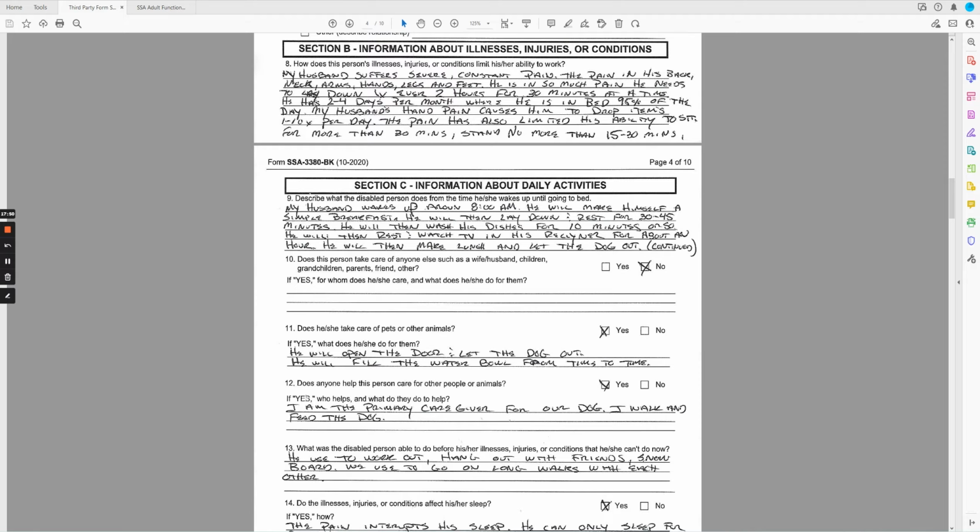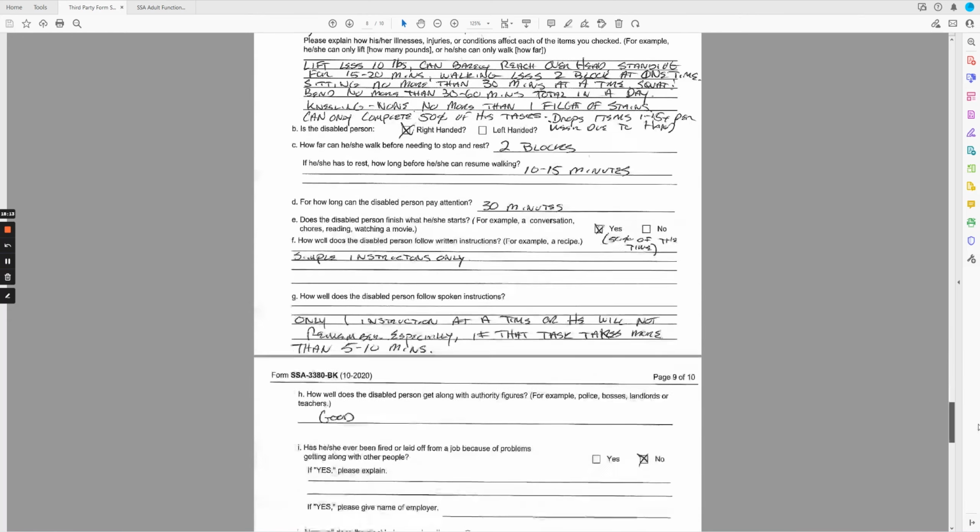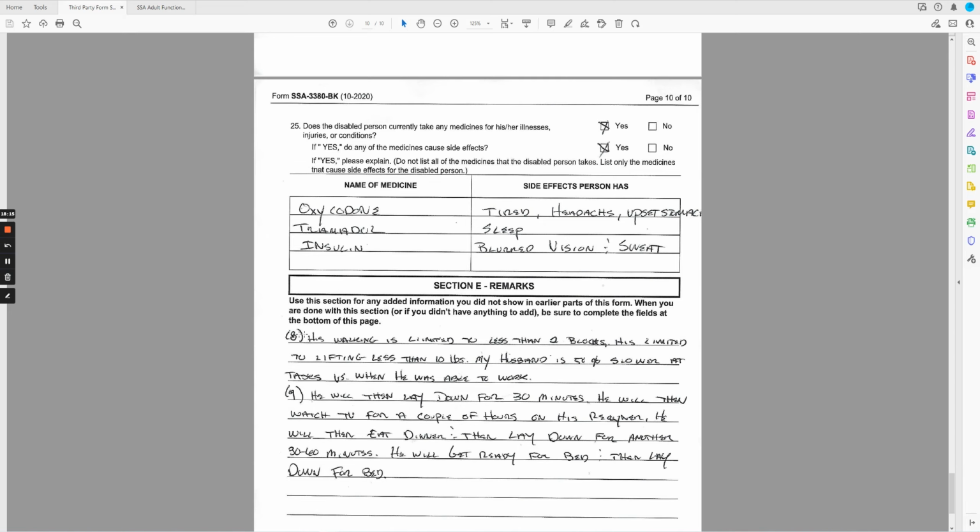So here, describe what the disabled person does. I sort of reworded it. I said my husband wakes up around 8. He will make himself a simple breakfast. He will then lay down and rest for 30 to 45 minutes. He'll then wash his dishes for 10 minutes or so. He will then rest, watch TV in his recliner for about an hour. He will then make lunch and let the dog out. And then it continued, and as you can see here, there was space down here to continue it on, and I just put the number of the question. His walking is limited to less than 1 block. He is limited to lifting less than 10 pounds. My husband is 50% slower at tasks versus when he was able to work.